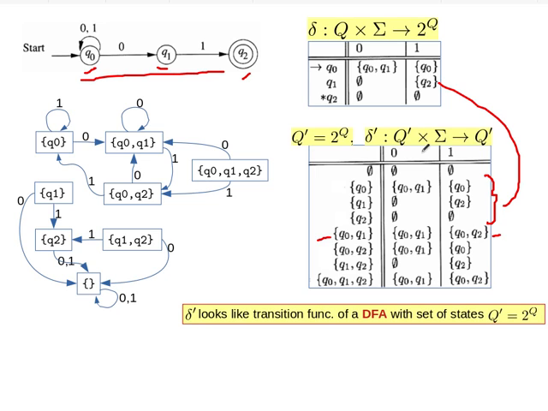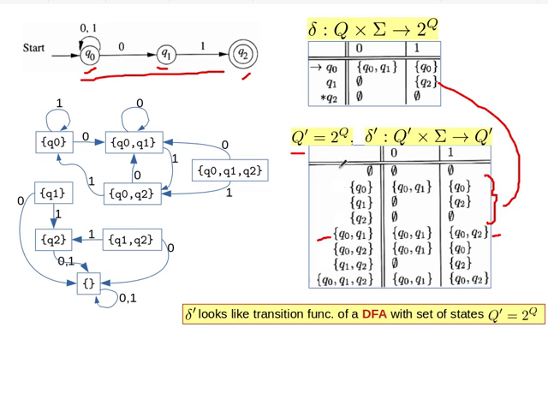Now if we just take this 2 to the Q as Q prime, just define it. So then it looks like this: Q prime times sigma goes to Q prime. Now if you just look at this function, this looks exactly like a transition function of a DFA. We haven't defined the DFA yet, but this looks like a transition function of a DFA. Why? Because for a DFA this and this were the same, right? Now you may say that yeah, this is not a single state, this is a set of states. But look at this diagram that we get from this table.